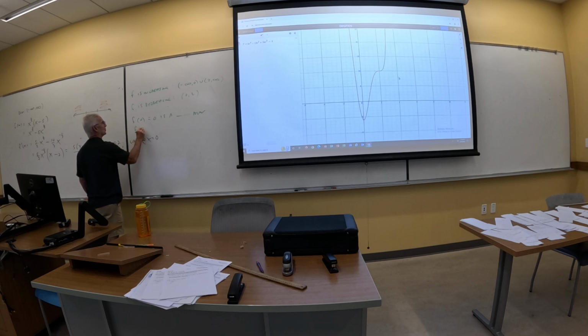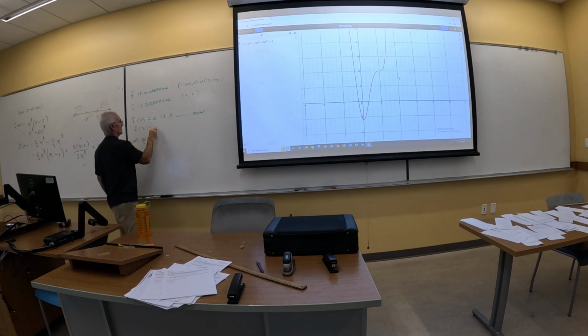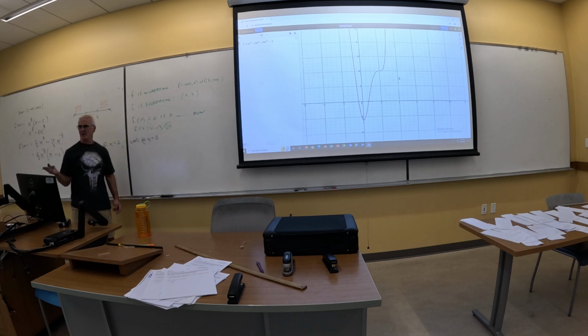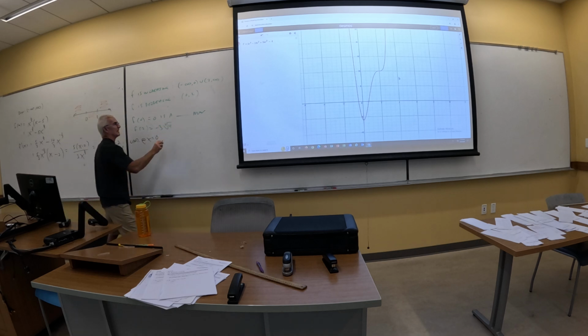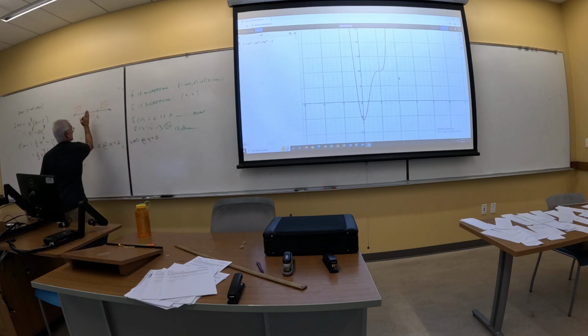And then f of 2, which would be the cube root of 4 times negative 3. So I'll write that down. Negative 3 times the cube root of 4. I don't need a decimal. I'm not graphing. That's just the value. Is a blank what? Minimum.